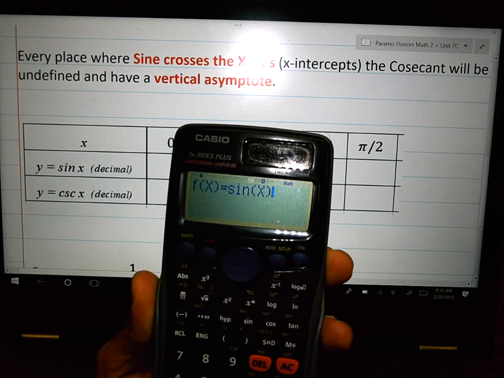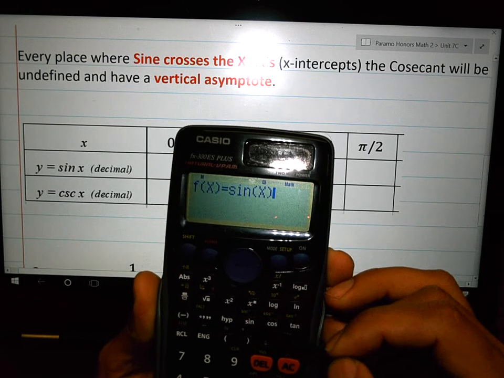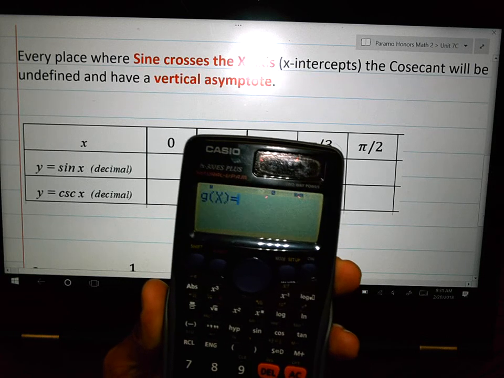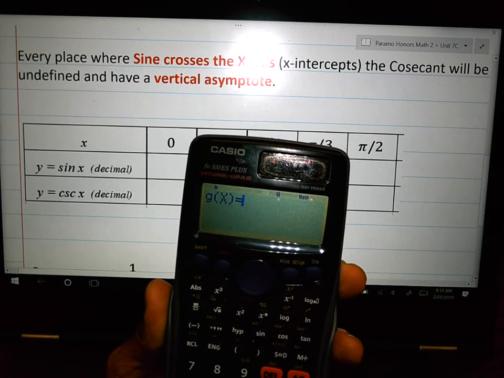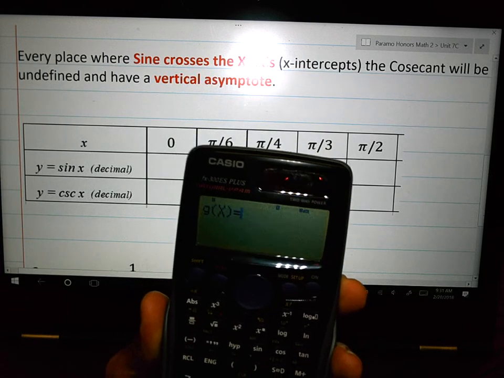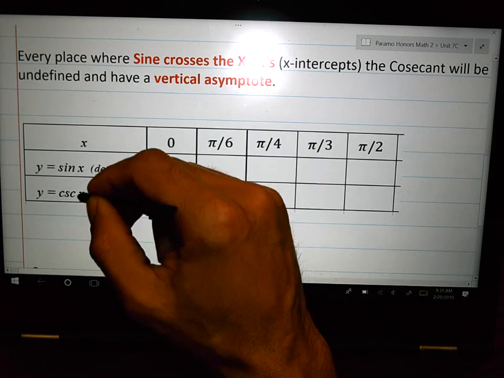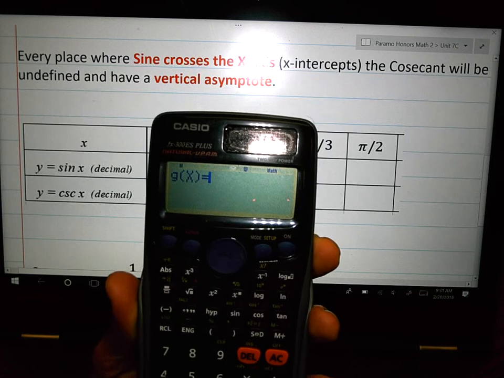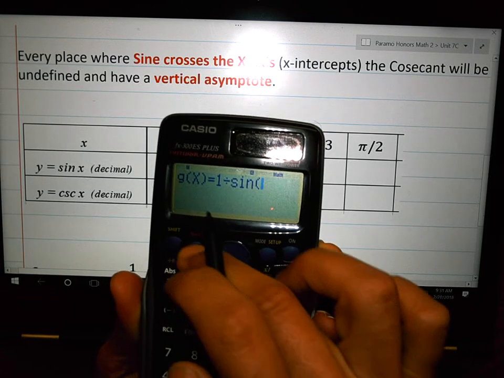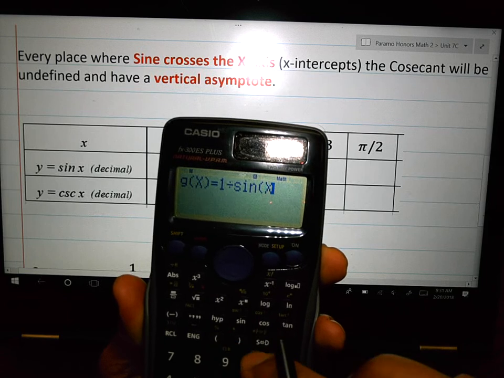See how I did that? I pressed the alpha button and I press x. This is my first function, sine of x. I press equals. Then this calculator says, do you have a second function? What's your g of x? What's your second function? And I'm going to put in the cosecant. How do I put that in? I put it in as 1 divided by sine of alpha x parentheses.